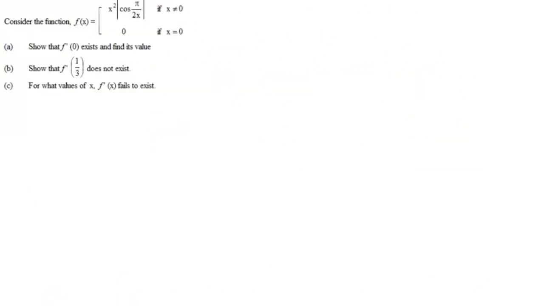And that is the answer to this question. Now here the question is, we are given this function f(x), which is x square mod cos(π upon 2x) if x is unequal to 0 and it is 0 at x equals 0. That means f(0) is 0. Now first is show that f dash 0 exists and find its value.